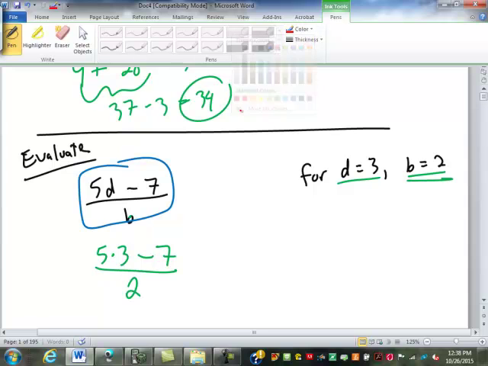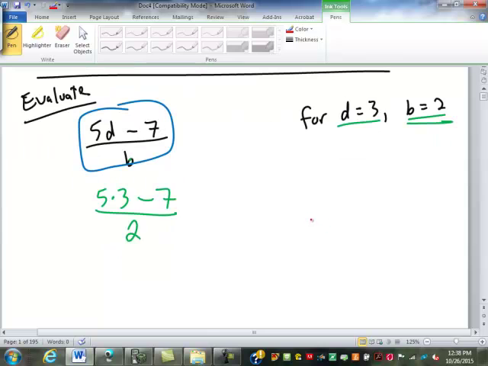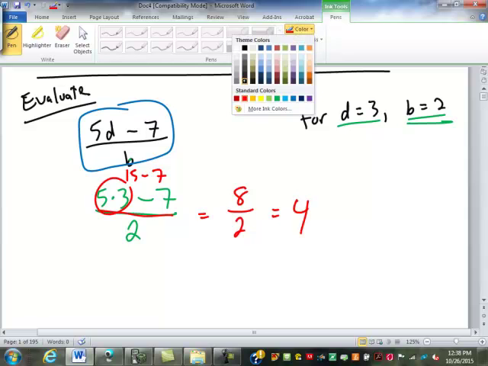And now order of operations applies. Order of operations tells us that this line across here, the fraction bar, it does mean divide, but it's also an enclosing symbol. So I have to do everything on top first. So 5 times 3 is 15, minus 7 is 8. Then we can divide by 2 to get 4. Very good.